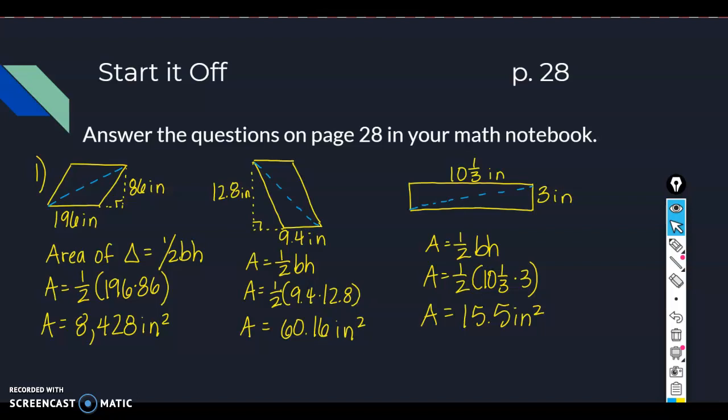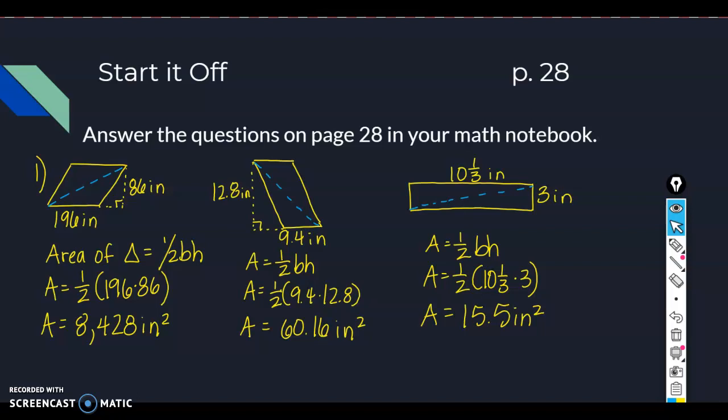Question number 1 says to sketch the parallelograms above. For each, draw a diagonal line connecting 2 opposite vertices to create 2 triangles. Determine the areas of the triangle formed. If we look at our figures, we see for number 1, we have a parallelogram with a base of 196 and a height of 86. But we want to determine the area of the triangle formed.